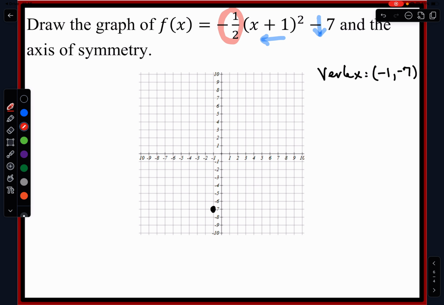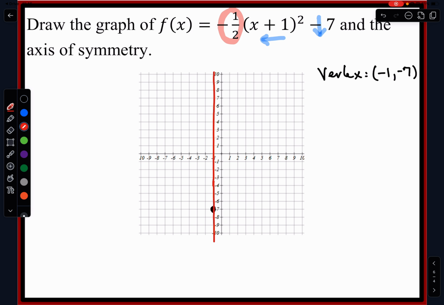Now, since we're asked to identify the axis of symmetry, well, the axis of symmetry is this imaginary vertical line that cuts the parabola into two equal parts. And since the vertex is in the middle, it's going to go through that middle point of the parabola. Now, to identify another point so we can plot either the left or right side, I'm just going to simply input a value in for x.